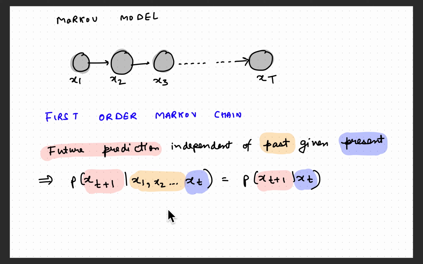So what the first order Markov chain assumption is stating is that the quantity on the left hand side is equal to the quantity on the right hand side, and the quantity on the right hand side is that the future prediction is dependent only on the present, and given the present it is independent of all of these terms on the left which denote the past, right?